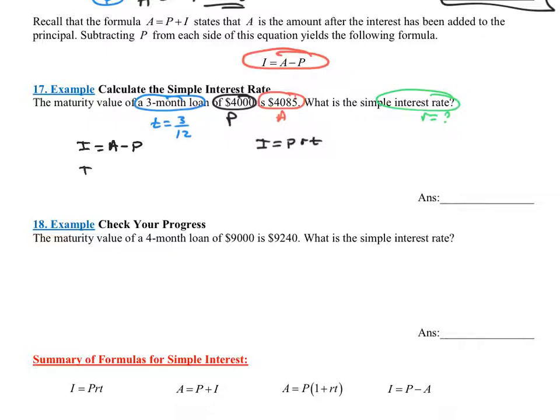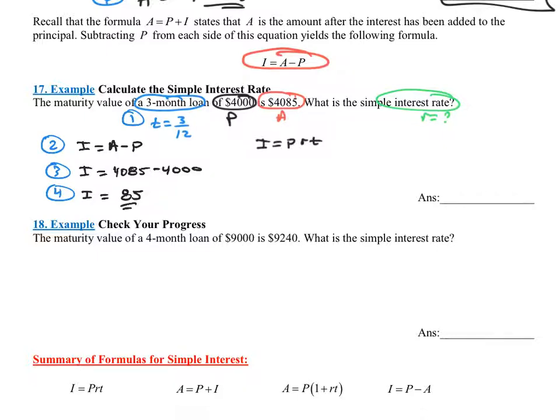So the first thing we have to do here is identify the variables. The second thing we do is write the formula. Well, the formula we're using is I equals A minus P. So in this case, I would have $4,085 minus 4,000. Okay, so I would have I equals, and that's step 3, plugging in those numbers, right? Step 4, I would get the interest amount, and the interest amount is $85. So a lot of people sit there and say, okay, the answer is 85.